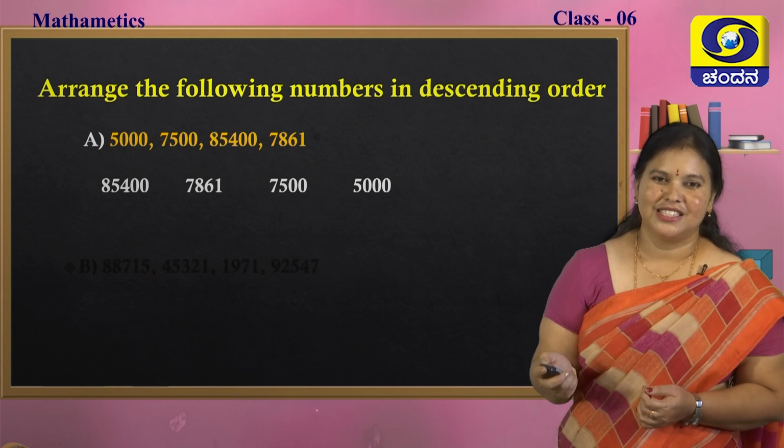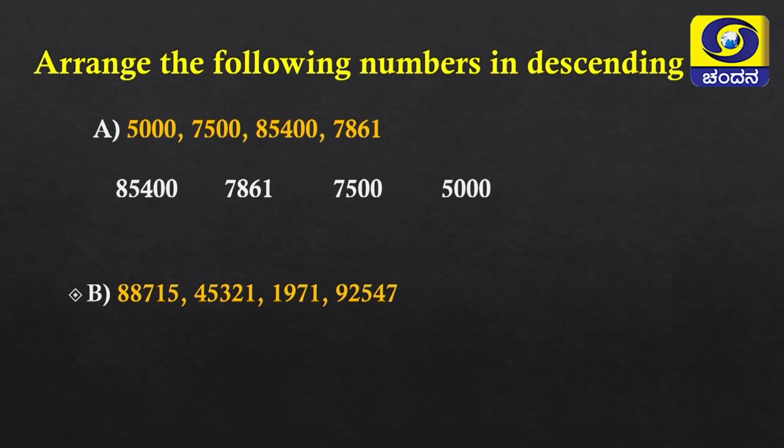Let us take the next example. Here 88,715, 45,321, 1,971 and 92,547. You have to arrange them in descending order. So, we will take the greatest number first, that is 92,547, 88,715, 45,321 and 1,971. Yes, I think you have all learnt this concept.